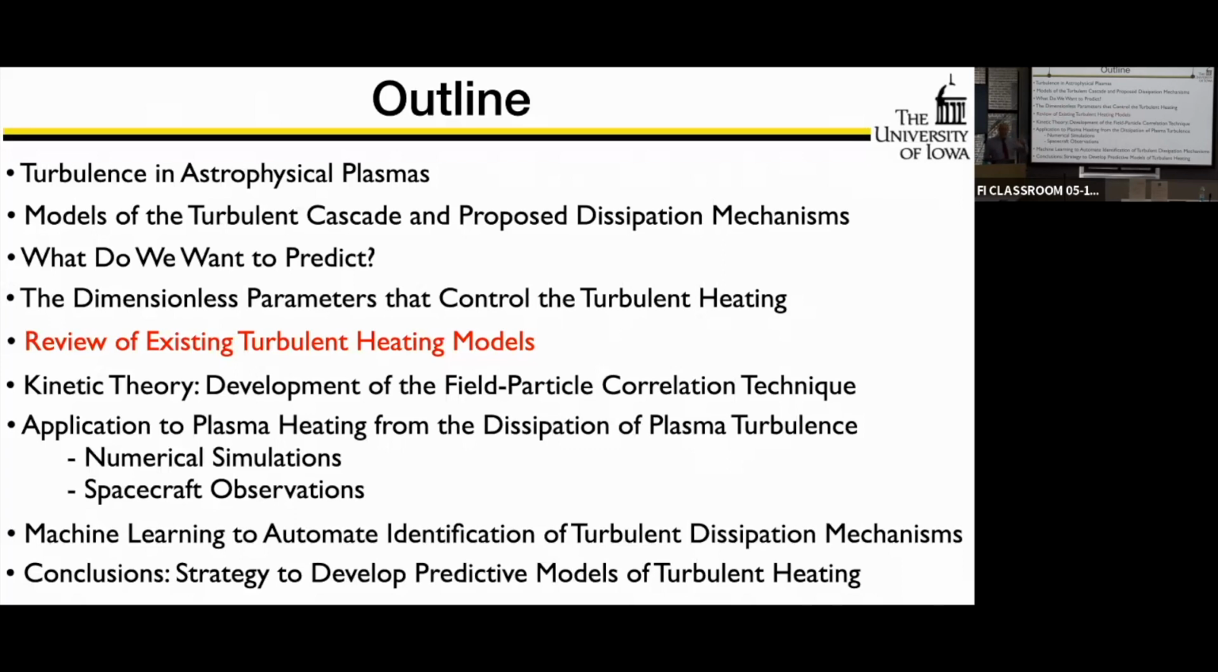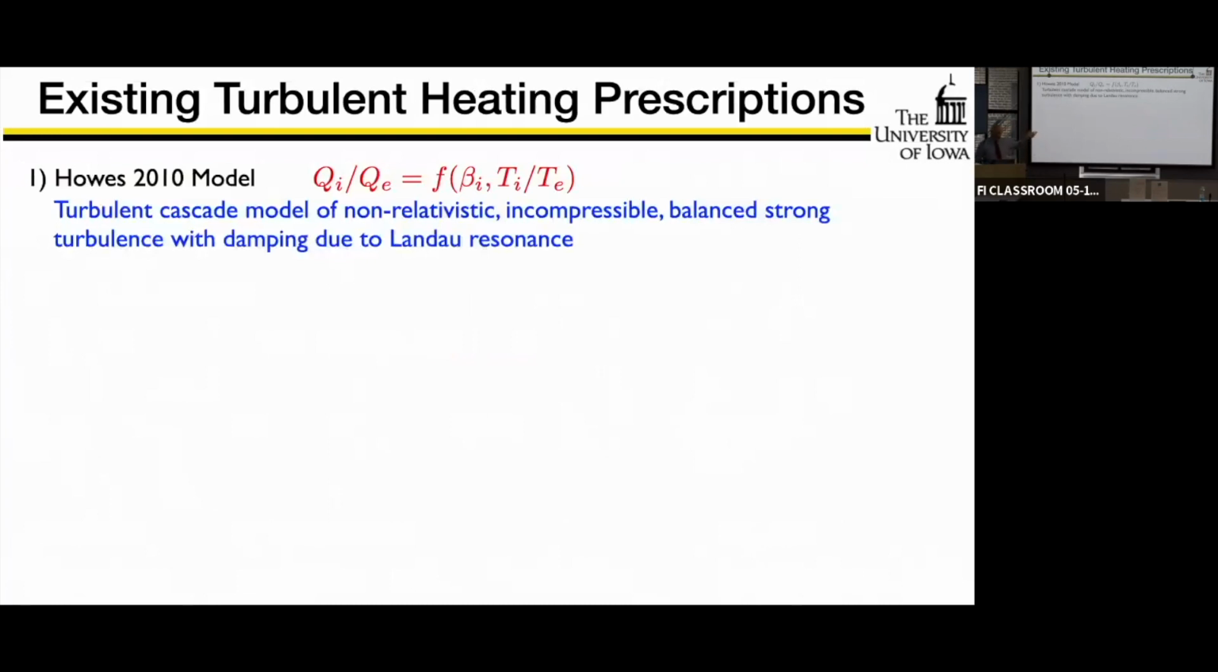turning to reviewing some existing turbulent models, and I'm not going to spend a lot of time on this. There's a model that I developed in 2010, and it's based on non-relativistic, incompressible, balanced, strong turbulence. And all of the damping is due to the Landau resonance, so either Landau damping or transit time damping. What it gives you is the ratio of the ion to electron heating rates as a function of the ion plasma beta and the ion to electron temperature ratio. So in that simplified version, this gives you something very valuable.